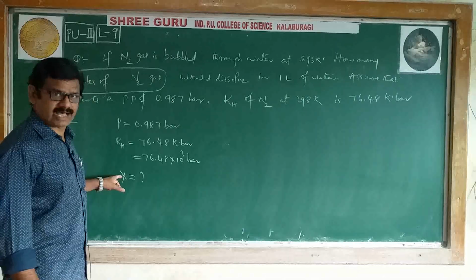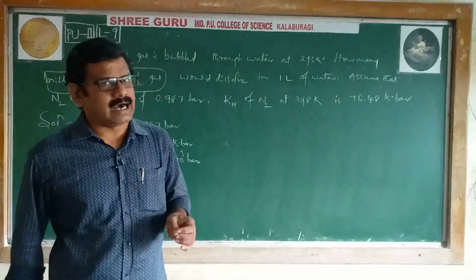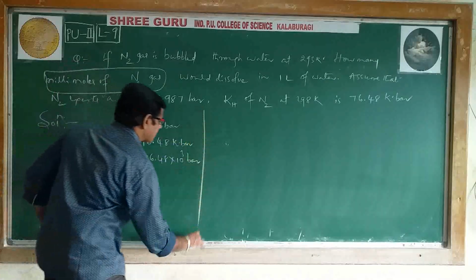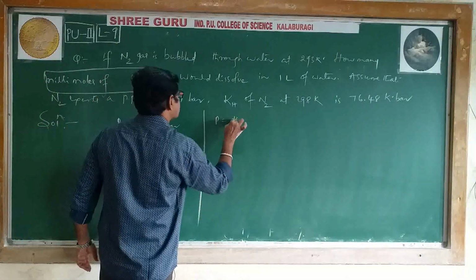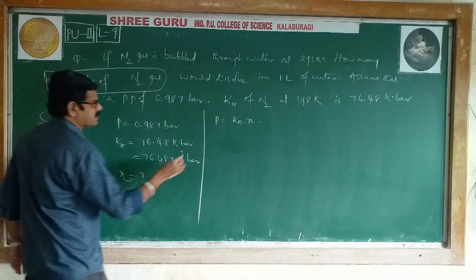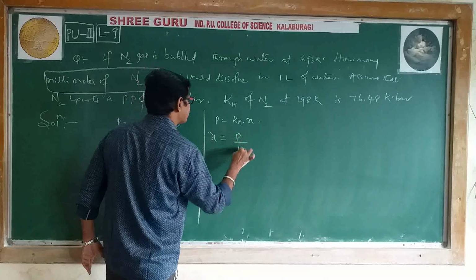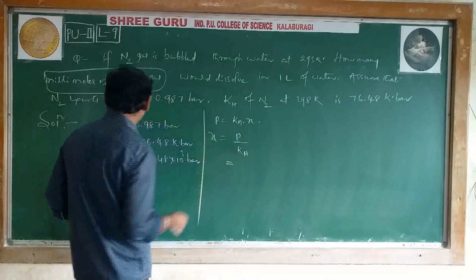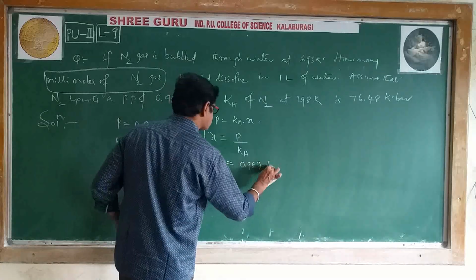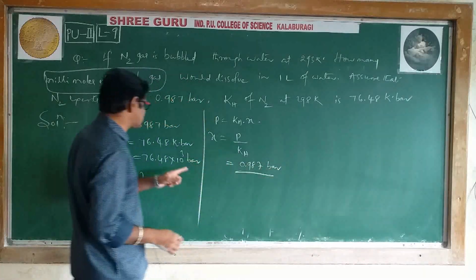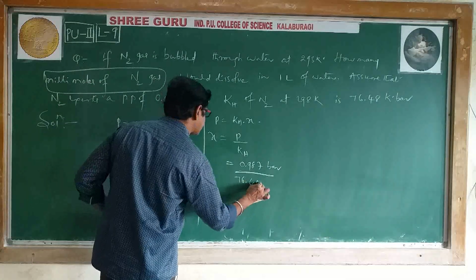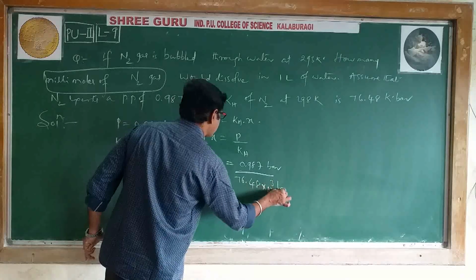Then the X value, the mole fraction, which is nothing but the solubility of nitrogen, we will calculate first of all. Therefore, we will write the formula. P is equal to KH into X. Then X is equal to P divided by KH. P value is 0.987 bar, divided by KH, which we have also converted into bar, 76.48 into 10 cube bar.